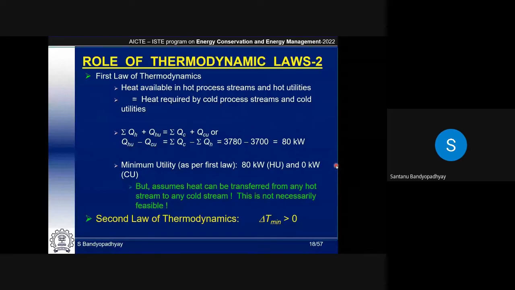But the problem is, this is from the first law of thermodynamics. I can violate the second law, where it says heat can be transferred only from higher temperature to lower temperature, because here when I've written this down, I have not taken the temperature information. So the second law of thermodynamics says whenever I have to transfer, the minimum temperature difference should be greater than 0. It can never be negative, but we are not too sure whether we have satisfied that or not. So now we have to look back and see what can be done.